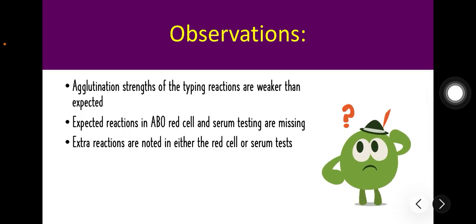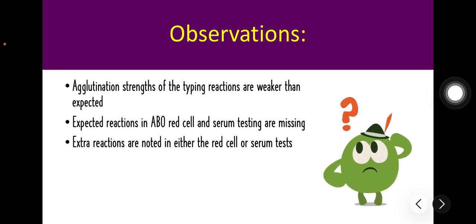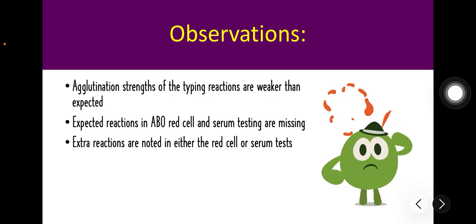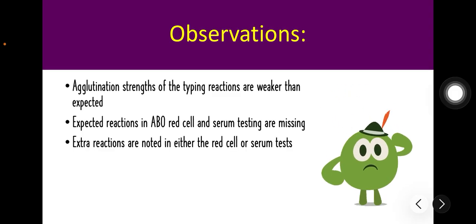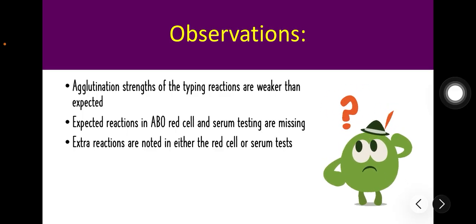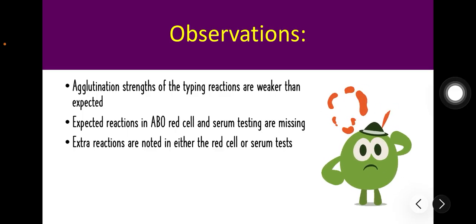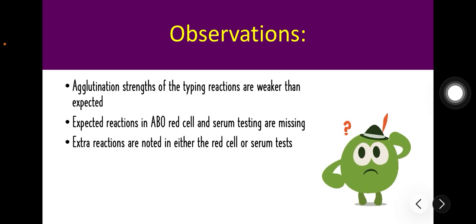We also have mixed field reactions. This is a unique observation where you see small clumps of cells floating in a sea of unagglutinated cells. We also have patients who have undergone transfusion or transplant. This most often occurs if a patient was recently transfused with group O cells but is actually group A, B, or AB. It is also seen in bone marrow transplant recipients who are currently transitioning from their original blood type to the donor's blood type.